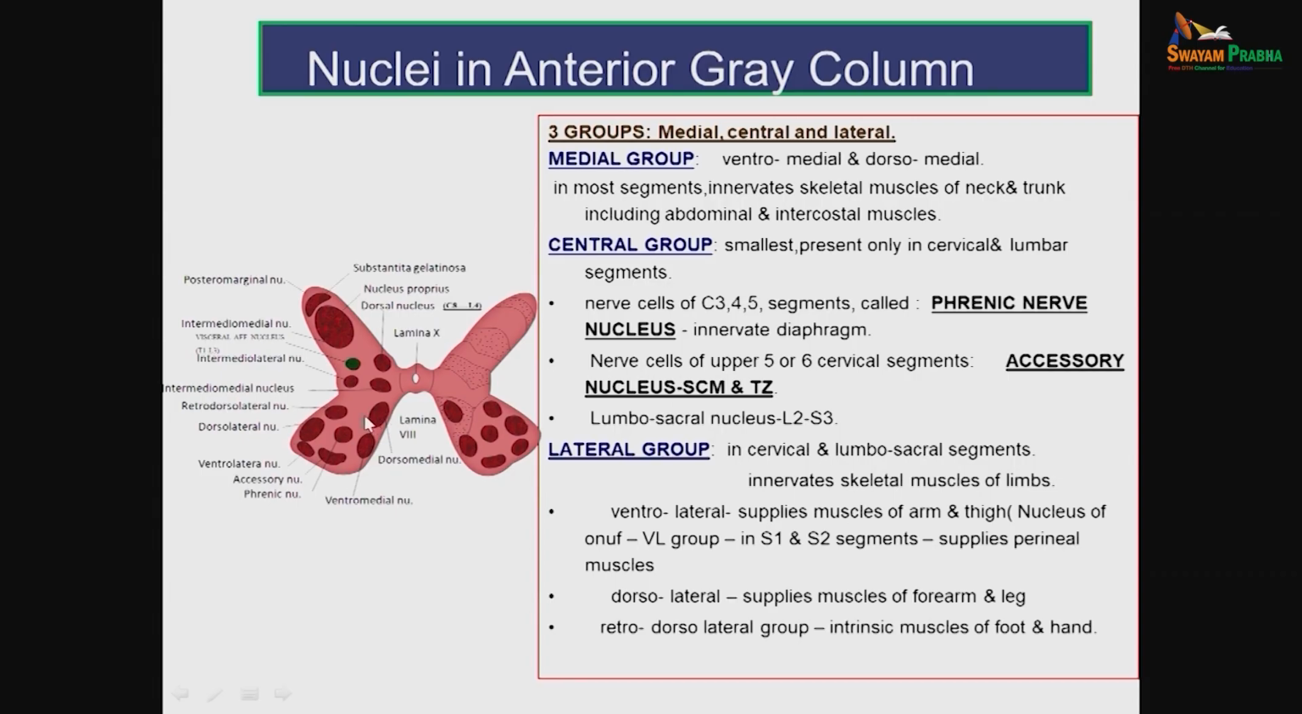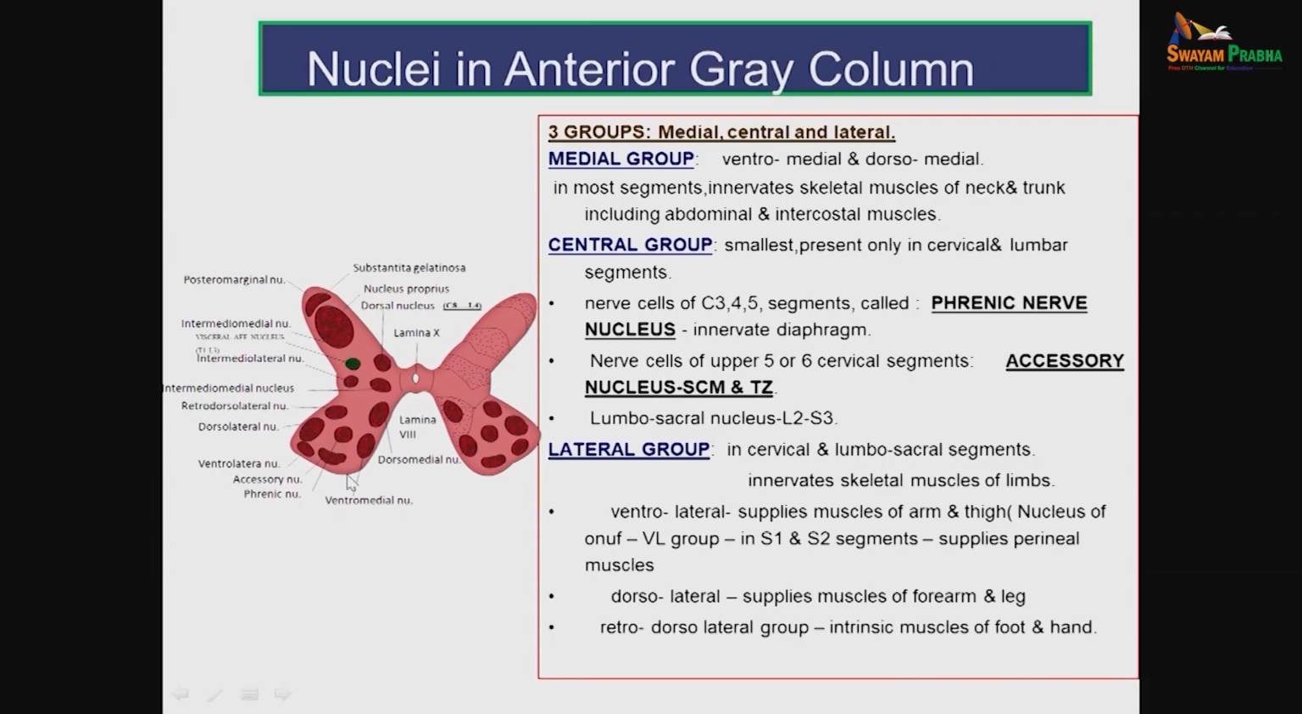The nuclei which are present in the anterior grey horn are divided into the medial group of nuclei, the central group of nuclei, and the lateral group of nuclei. The medial group of nuclei itself will divide into ventromedial, what I am pointing out, and dorsomedial. This is ventral, this is dorsal. This is the anterior grey horn, this is the posterior grey horn. This is the grey commissure, and this is the central canal. Having known this, please note we are talking about the nuclei in the anterior grey horn.